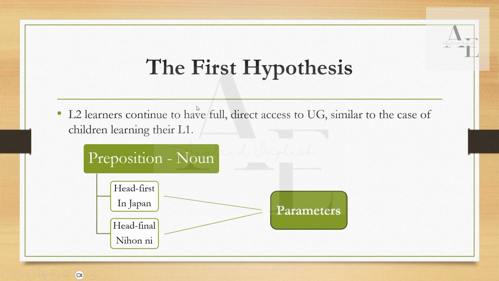So how did they use this to support their view? They said that Japanese native speakers who tried to learn English didn't have difficulty in acquiring the new structure, which is in Japan, or head first. They didn't have difficulty in that structure, so they used this to support that learners still have access to UG, like in the case of learning L1.